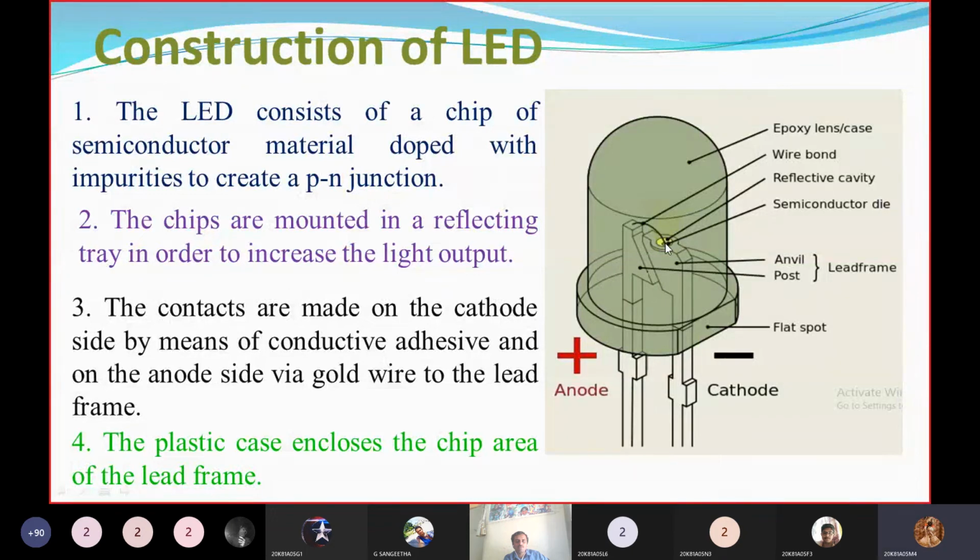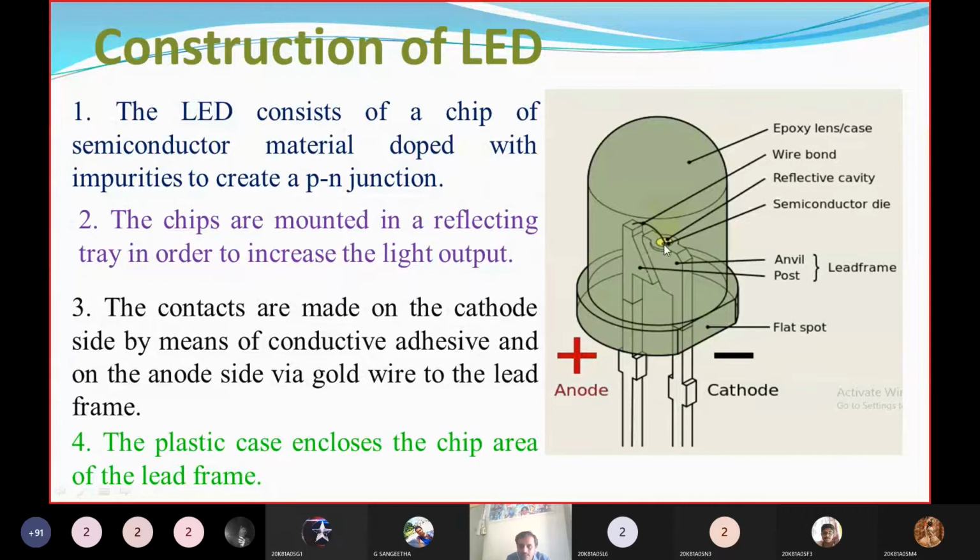Now, the LED consists of a chip of semiconductor material doped with impurities to create a PN junction. So that means the chip is prepared using the PN junction, which we already discussed. The chips are mounted in a reflecting tray in order to increase the light output. See here, in the center the chip will be there, and below that chip, the yellow color will be the reflecting tray.